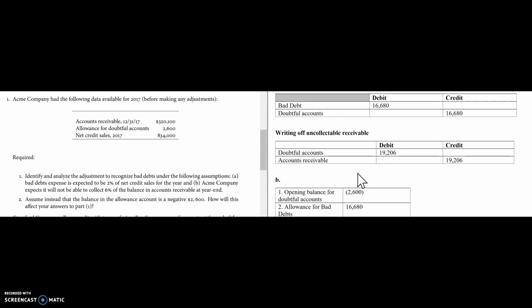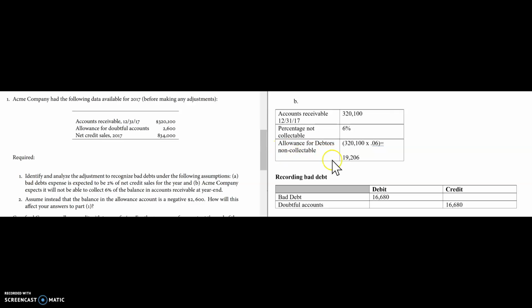We continue by listing the uncollectible debtors taken from our answer in part B, question 1, of the allowance for debtors not collectible at $19,206. So we take our closing balance, we add it to the uncollectible debtors. We subtract the uncollectible debtors value by the closing balance in order to find the balance to be expensed, which brings us to $5,126.